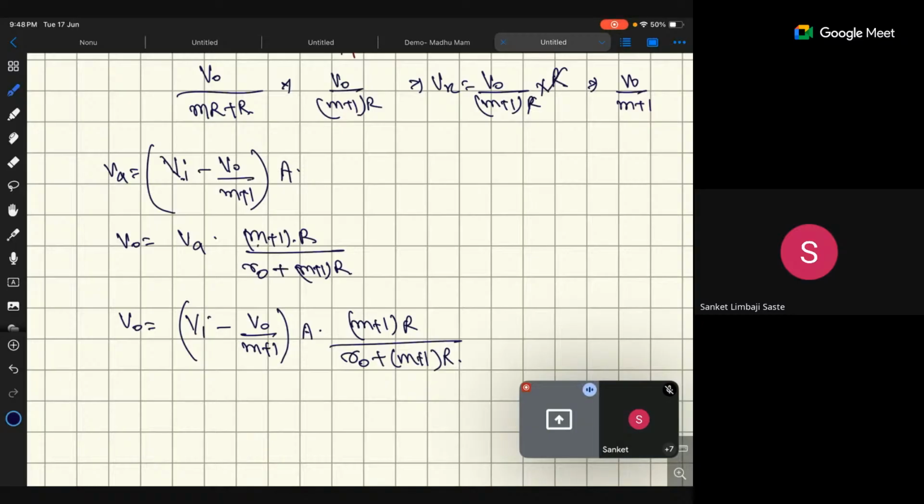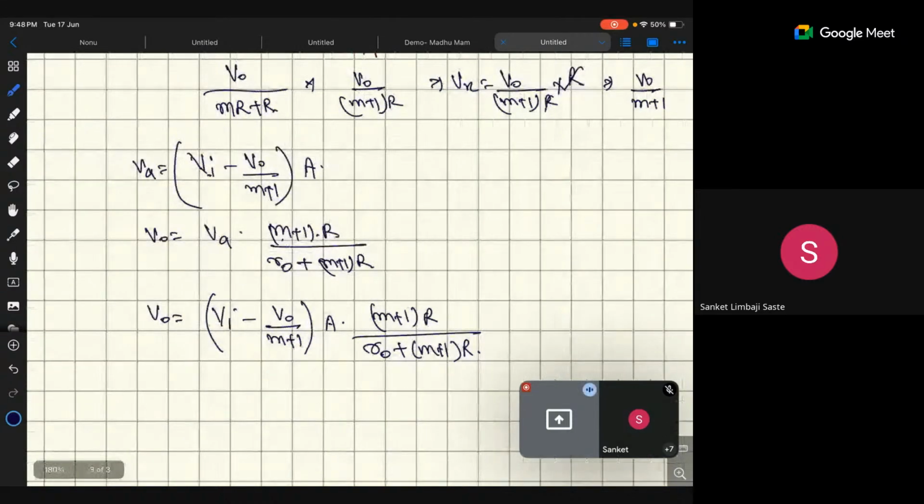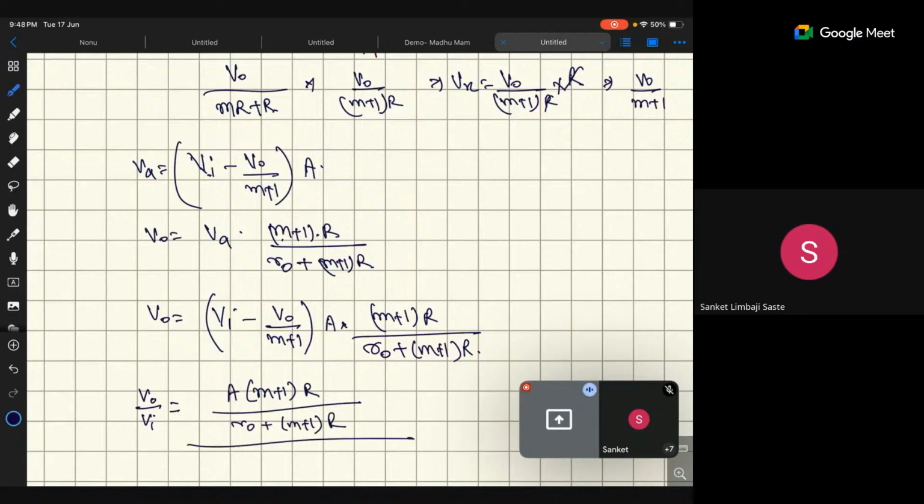If you solve this one, take the V naught term here, then V naught upon Vi is A into M plus 1 R divided by R naught plus M plus 1 times R, whole divided by, if we take the LCM, R naught plus M plus 1 times R multiplied with A into M plus 1 times R.